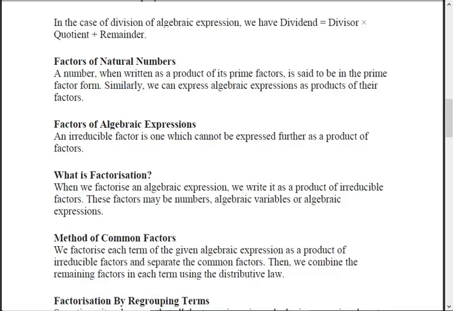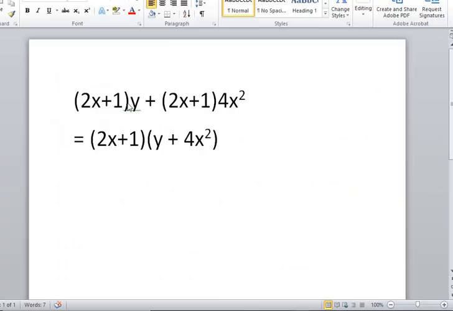Means what? See this. 2x plus 1 into y plus 2x plus 1 into 4x square. So 2x plus 1 common, y plus 4x square, other quotient you can call it. Now can you reduce this 2x plus 1 further? Can something be taken common? No. Can something be taken common from y plus 4x square? No. So this is known as the irreducible form.